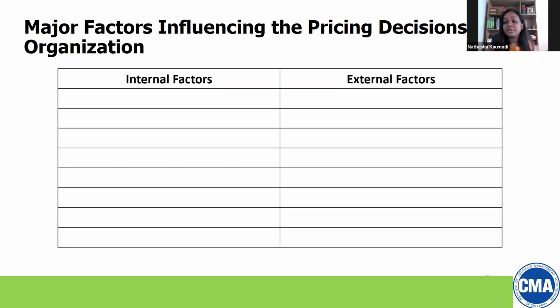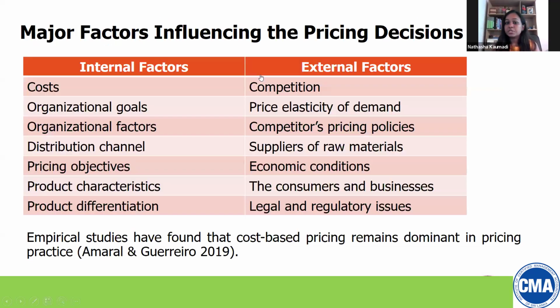Exactly the cost. Correct. Cost is important. If the price is lower than the cost, that is a mess, right? We ended up having losses. So in that case, cost is very important. That is true. Cost. And then organizational goals. What do you think about that?